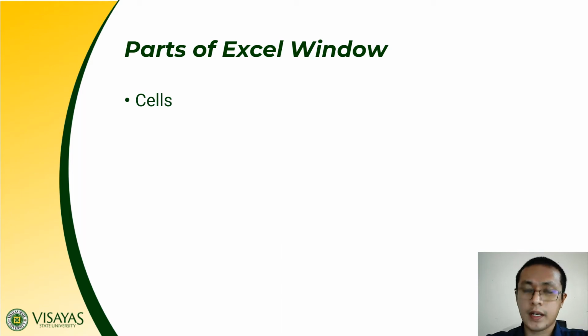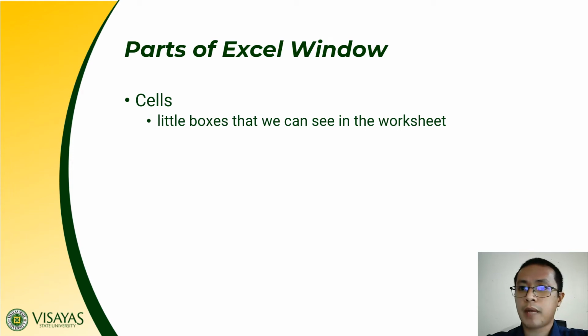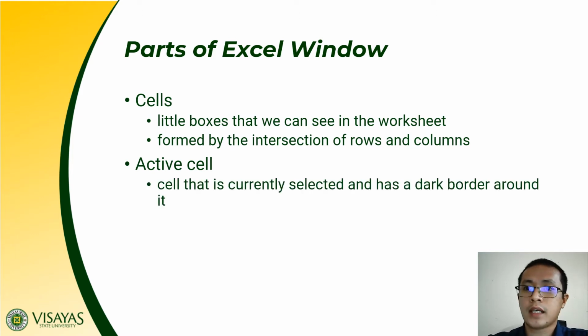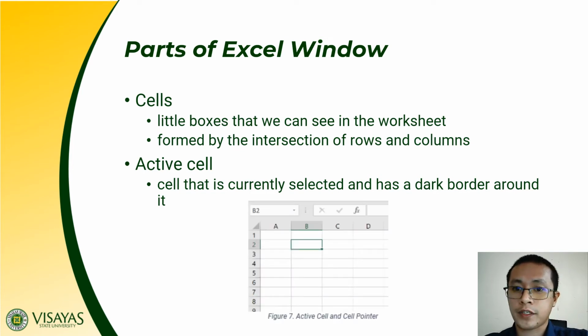Then we also have here the cells. Okay, the cells here in Excel refer to the little boxes that we can see in our worksheet. At the same time, the cells are actually formed by the intersection of rows and columns. And when we say active cell, this is a cell which is currently selected, and it contains a dark border around it. For example, if we select this cell here, the intersection of column B, row number 2, this cell now contains a dark border.